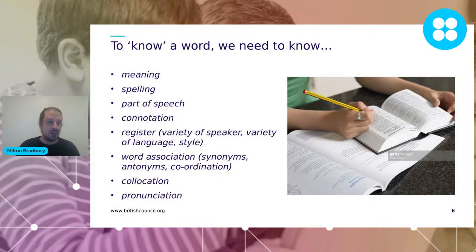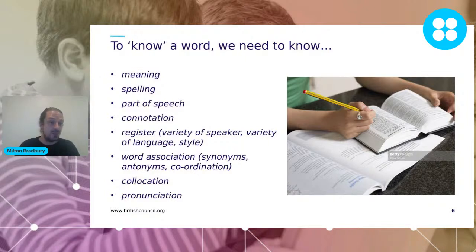And of course, last but by no means least, the pronunciation. If we are unable to pronounce a word correctly, then other listeners will be unable to understand us, and therefore we're not able to communicate it. So we need to learn all of these things to learn a word. It's a lot of information. And it's our job as teachers to help students digest all of this information in an effective way.